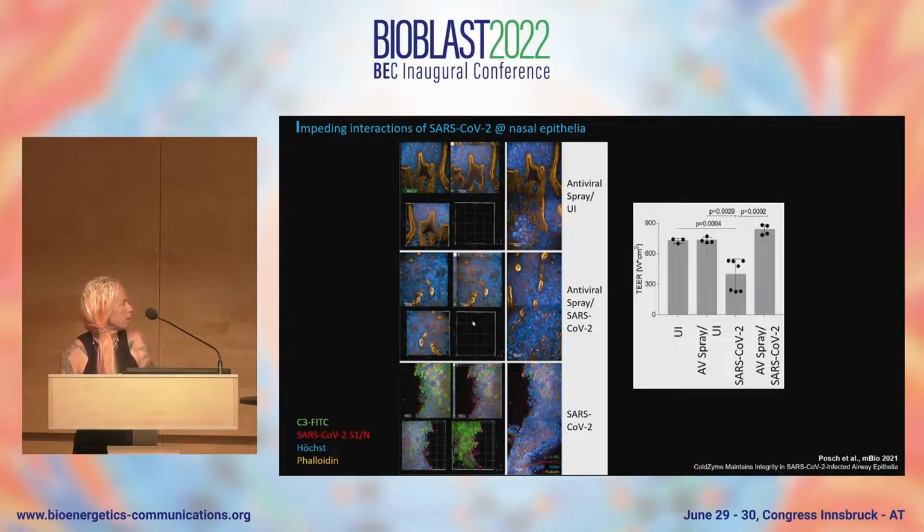Here, with applying the antiviral spray, we could not see any activation of the innate immune system, and we could not detect any tissue damage, which is also shown here by the increasing TEER values again.